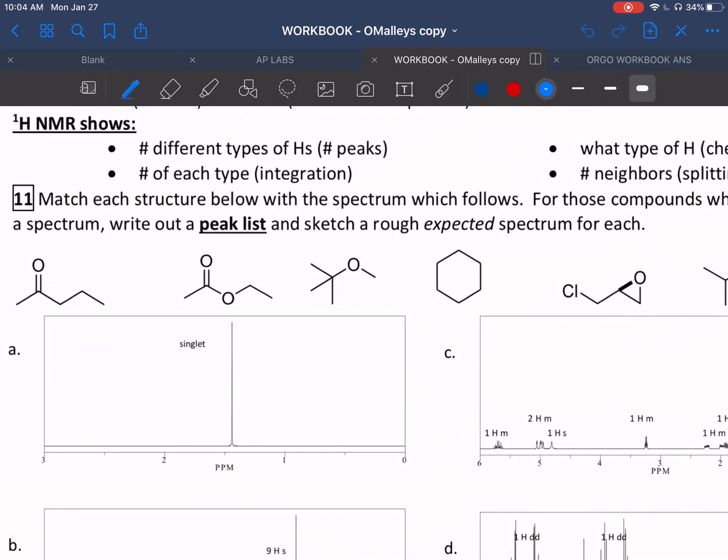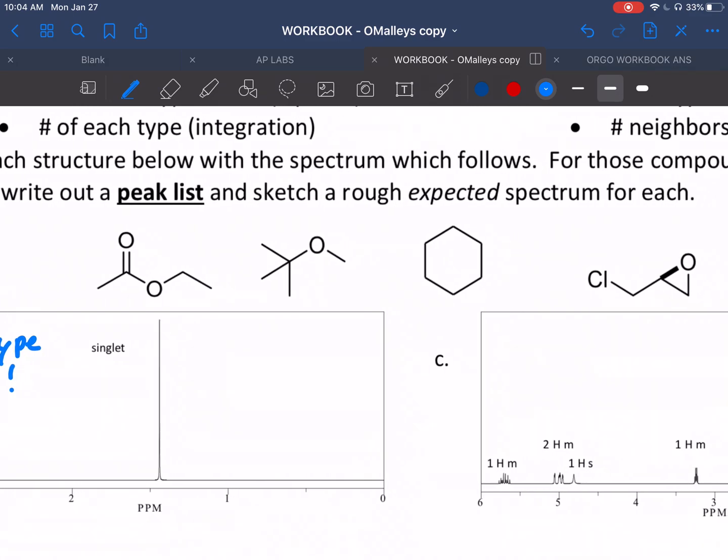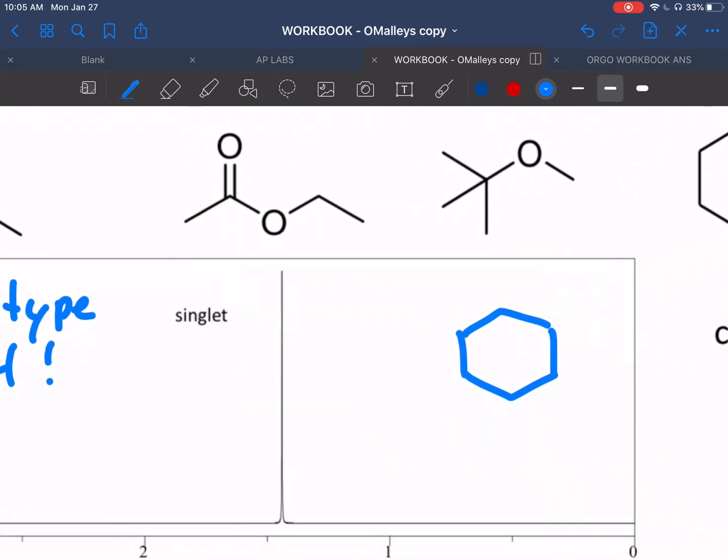So starting with spectrum A, the simplest one, it's a singlet. There's no relative integration. There's only one signal, so there's only one type of hydrogen, and that's it, one type of H. And if you look at the possibilities in the molecules, the only one that has enough symmetry to do this would be the cyclohexane molecule. Every single hydrogen is in the exact same chemical environment.